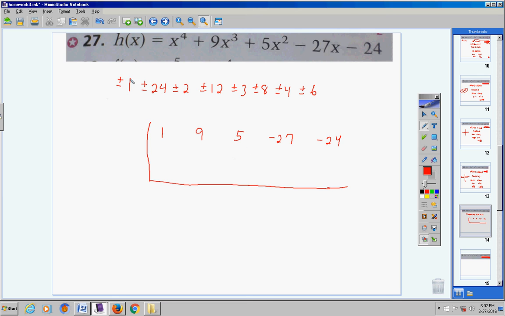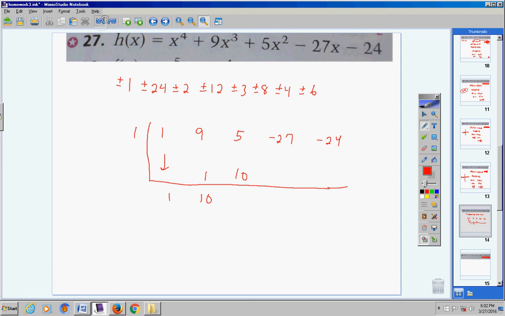Let's start with my small numbers first. Let's start with the positive 1. Bring down your first number. 1 times 1, combine. 1 times 10, combine. 1 times 15, combine. 1 times negative 12, not going to work. We're not going to get a 0, so we're going on.